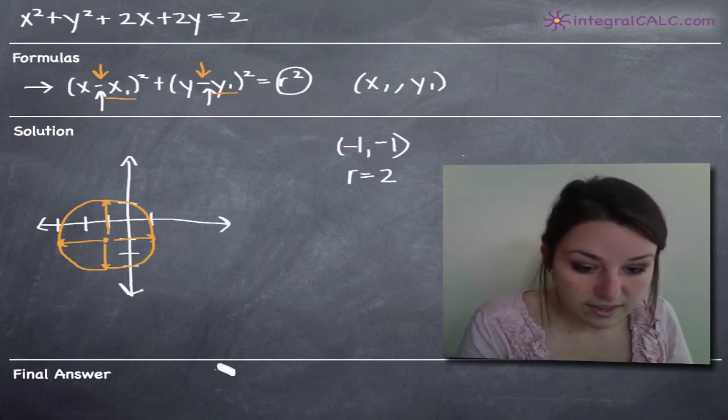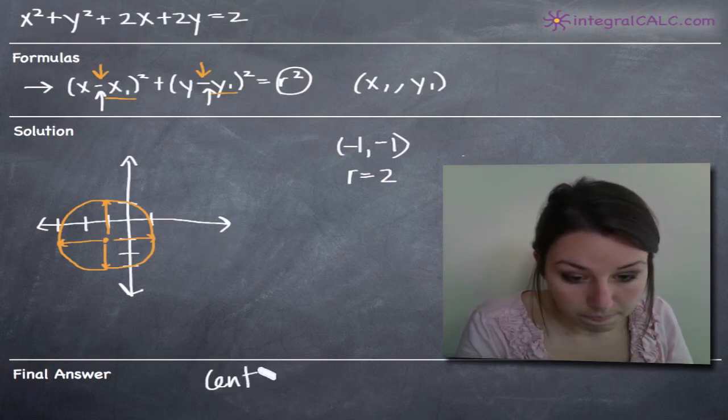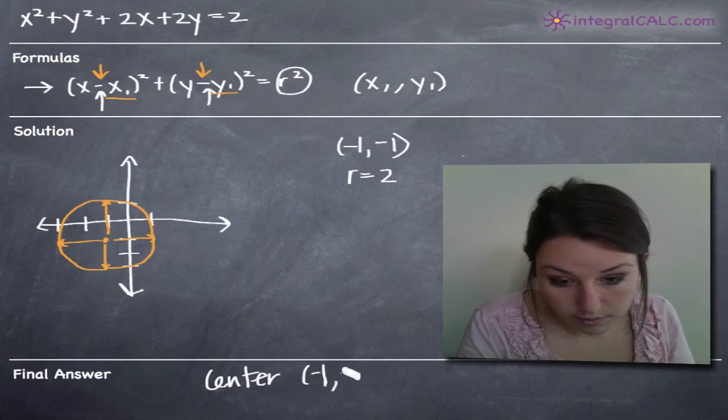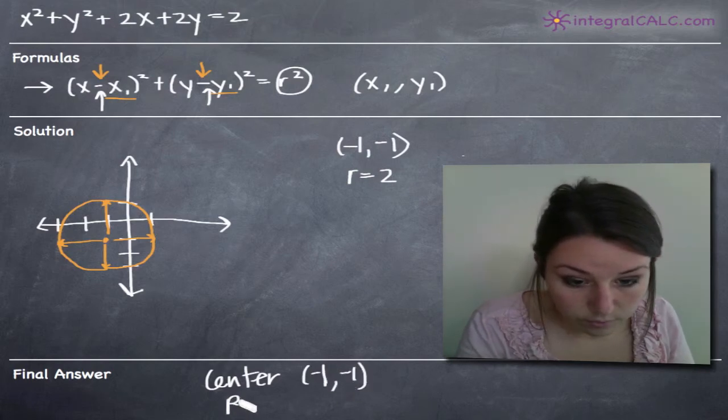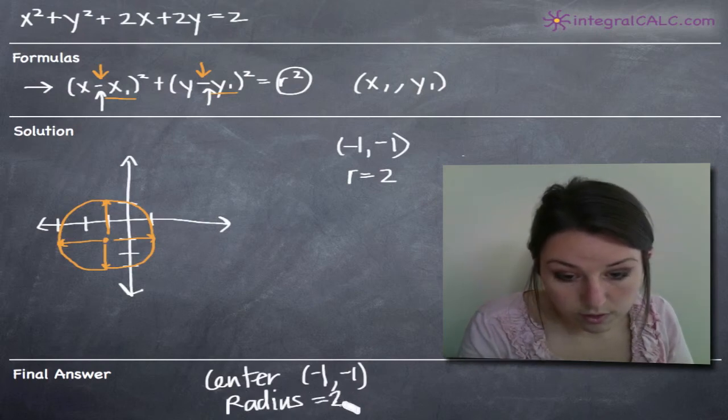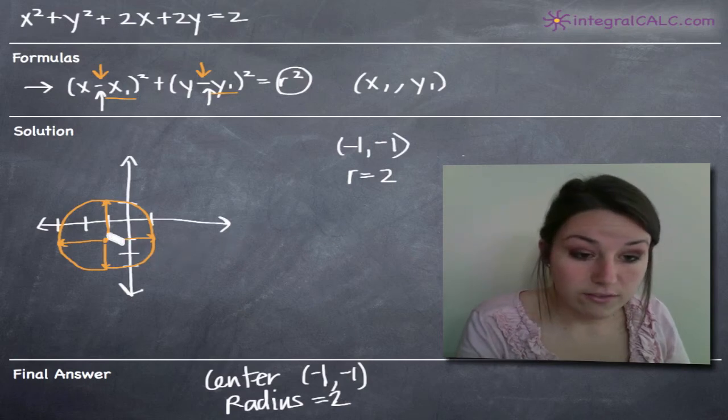We say that the center is at (-1, -1) and the radius is equal to 2. And then we sketch the circle given that information.